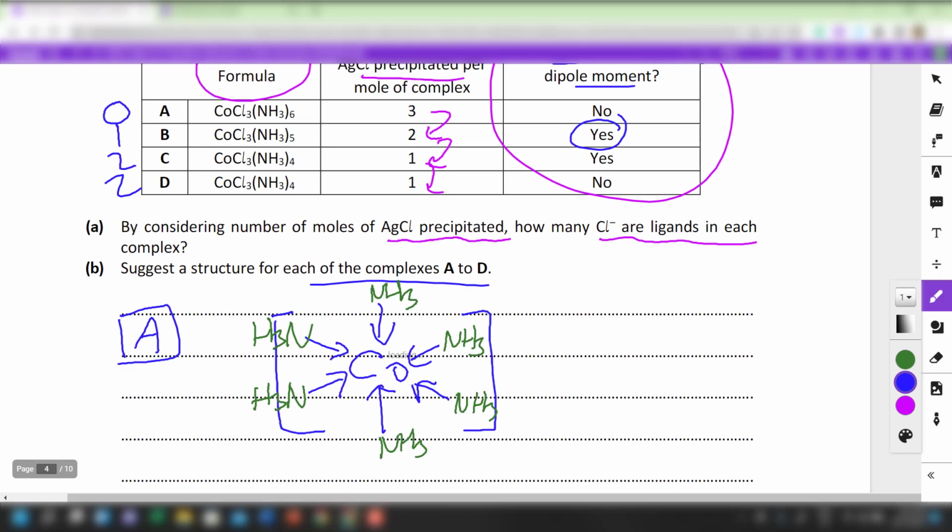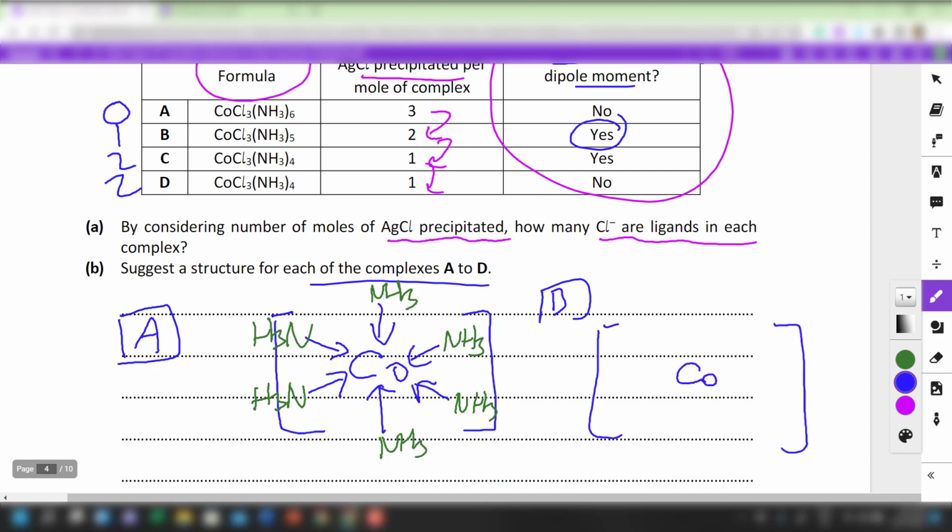Obviously, it's yes. Why yes? Well, the answer is obvious because the molecule or the complex is not likely to be symmetrical. Okay, so for B, I'm just going to draw again the same thing. I'm going to draw in a cobalt right in the middle.